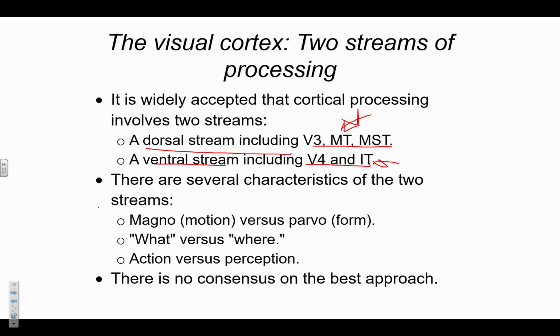There are some other ways you could divide this. Some people ask, what about magno versus parvo streams? Well, that basically shakes down to a where and a what. So really we're looking at the same thing. And then there's action versus perception, which again is sort of still a what and where. So it really all comes down to the same thing. What and where is the most common way that we think about dividing up your visual streams.